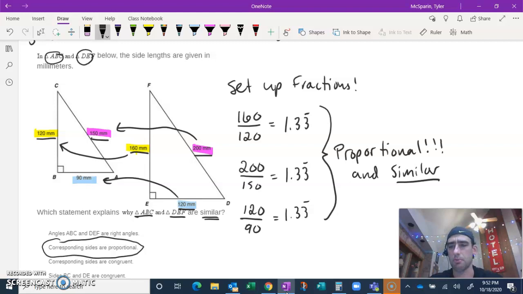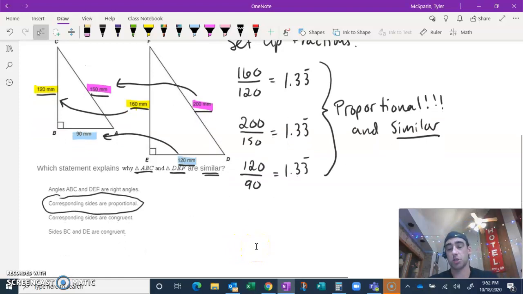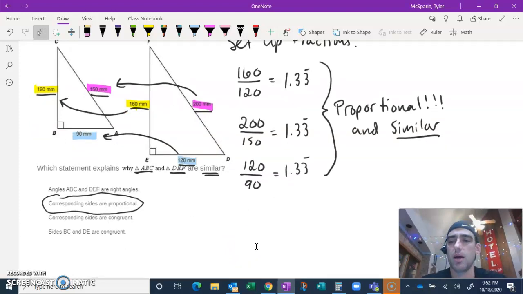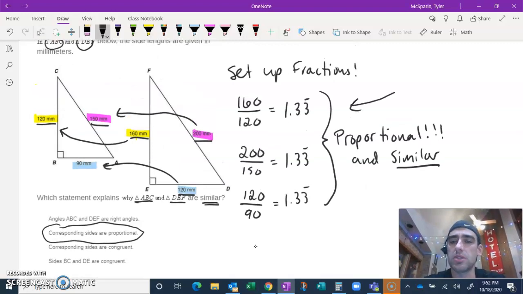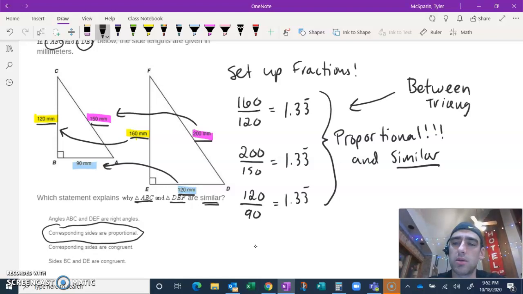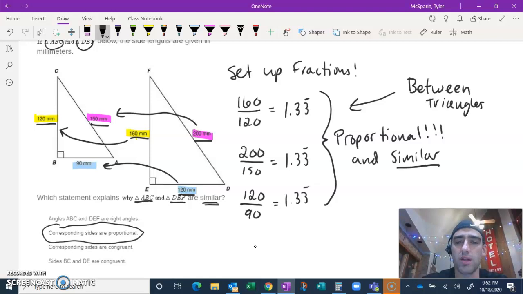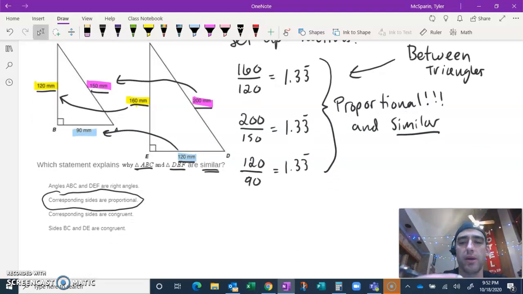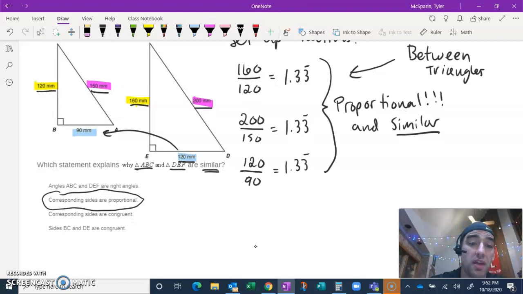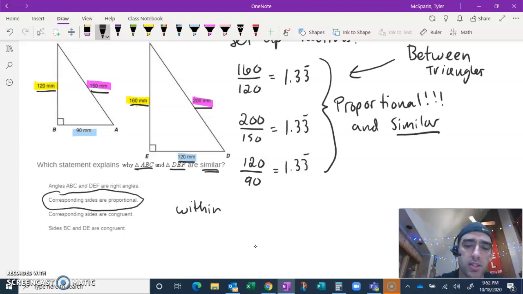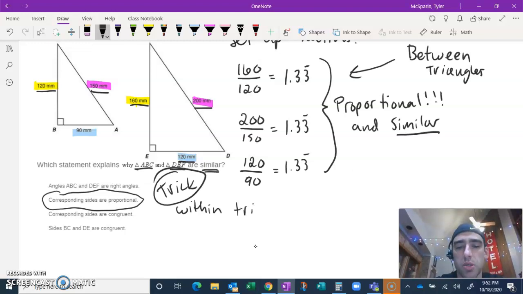Now, I'm not done. I'm going to go super fast here, I promise. But there's one more little thing I want to show you, okay? This is kind of a trick. So I showed you how to make fractions between the triangles, right? So like 160 is on one side of one triangle, and 120 is on the other triangle. I can actually set up proportions within triangles, and it totally still works, okay? So this is the trick. The tricky method is within triangles. Sometimes this works better. It just depends on the situation.